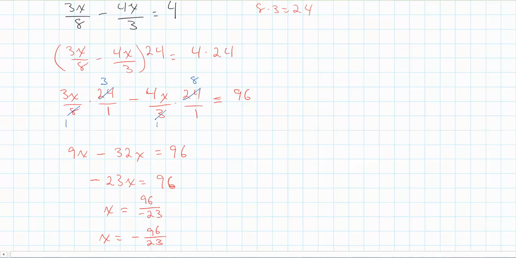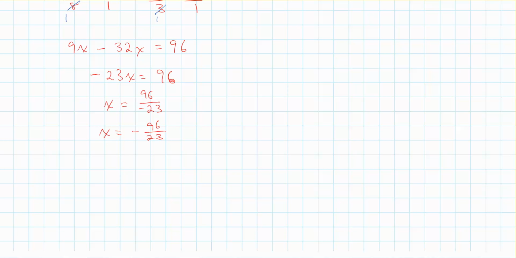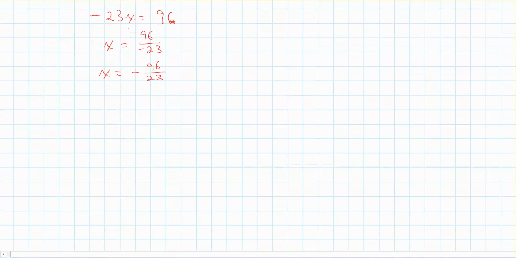Now we should look at reducing this if we can. I know it doesn't reduce. The reason I know is 23 is a prime number, so there's nothing that can be divided into that. And if you do 96 divided by 23, you get a decimal number as an answer. But we would prefer you leaving them as improper fractions. Okay, let's look at some others here. So this is an example of another conditional equation.